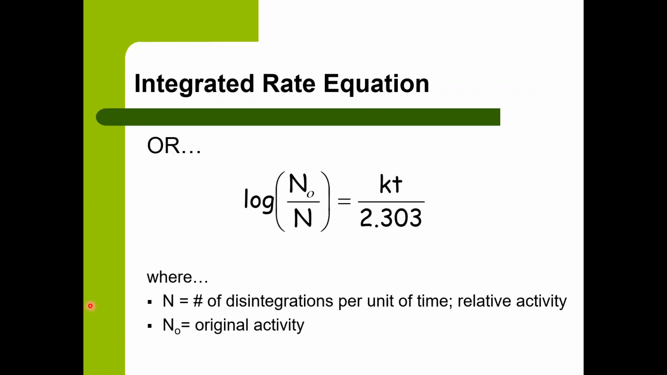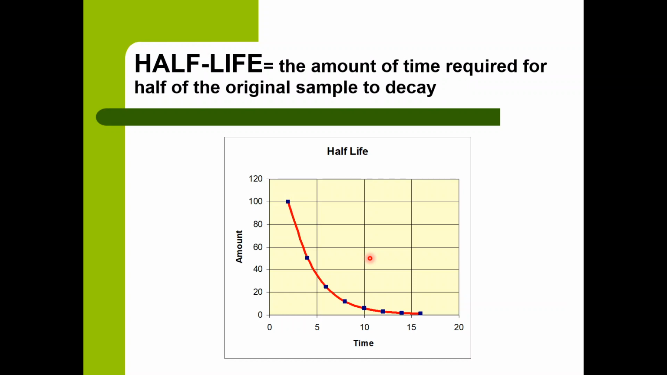There's also this formula as well that you can use here, and it's log N naught over N is equal to kt over 2.303. Now, for the most part, I do want you to write this down, but I don't see me giving out too much work with this formula. Most of the time, it's the other formula that I showed you first. So let's keep on going here.